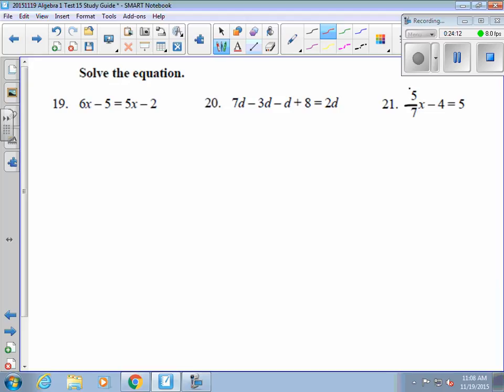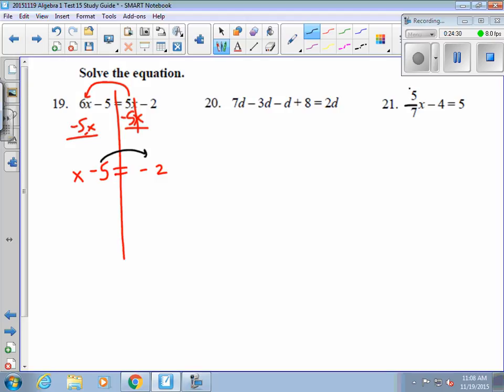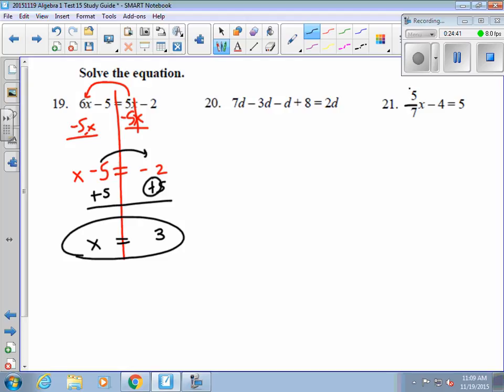Then we have to solve these equations. 6x minus 5 equals 5x minus 2. Variables on both sides. Collect your x's on the same side. Bring the smaller 5x over by subtracting it since it's positive. Do it here. 6x minus 5x is 1x minus 5 equals, there's still negative 2 on this side. Move negative 5 over by adding it to both sides. Opposite signs, so you subtract those. 5 minus 2 is 3. 5 is the higher absolute value. It's positive, so x is 3.